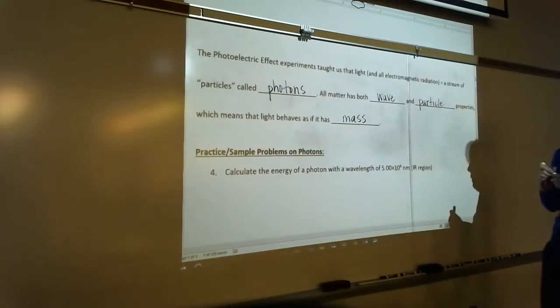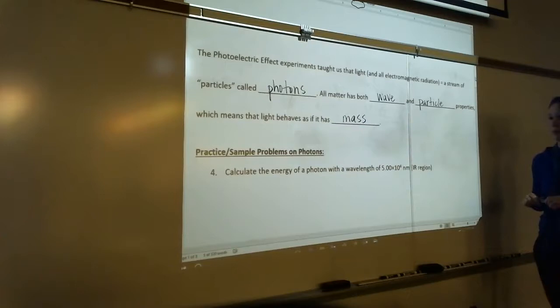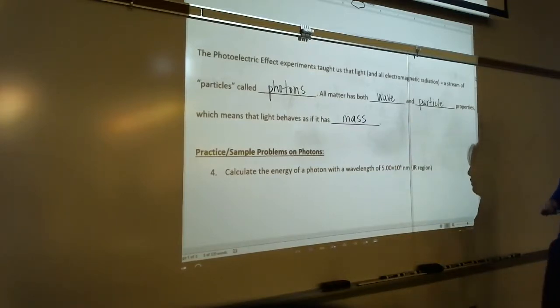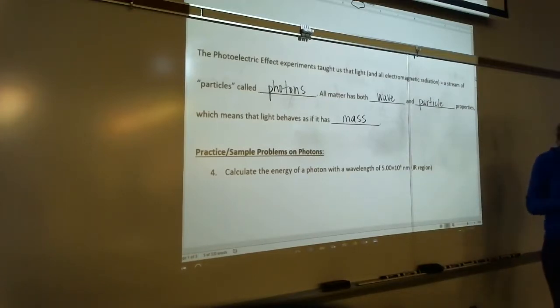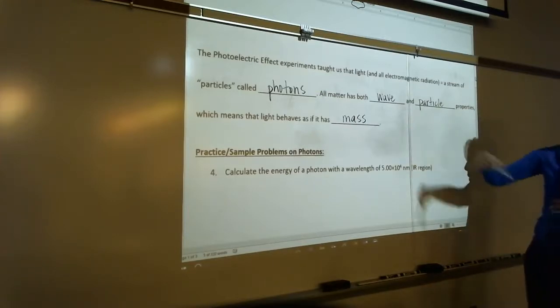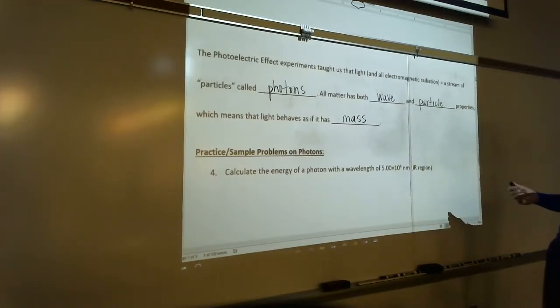Because it has both wave and particle properties, it does behave as if it has mass. You can study that in greater detail in physics. I mean, think about black hole physics, right? Light bends toward a black hole, that's behaving as if it has mass. There are a lot of ways that light behaves as if it has mass.